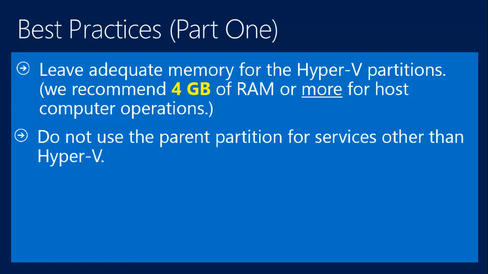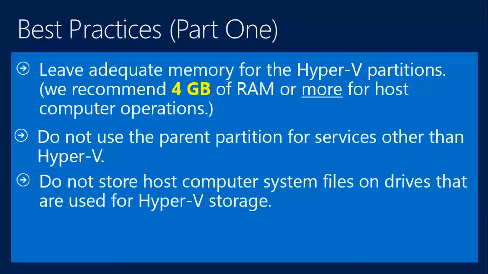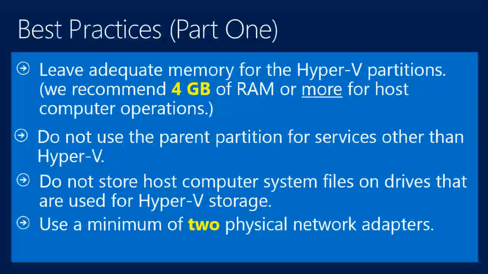Don't use the parent partition for services other than Hyper-V, and don't store the computer files like your paging files, etc. Pretty logical. Network cards: use a minimum of 2 network cards. Don't have all the traffic going down one network card. You've got your general networking traffic, your management traffic, you may have your live migration traffic, and some sort of cluster awareness traffic. Use separate network cards. I think there will be some announcement coming out one day about how that may change.